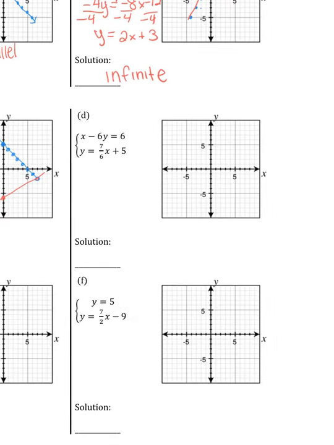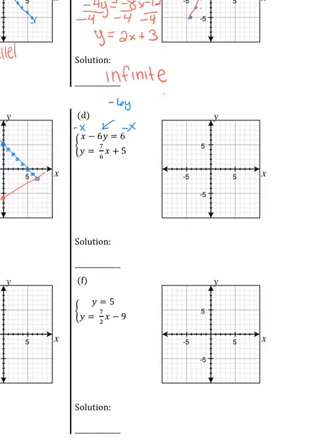All right, so let's look at D. So the first equation is not in slope-intercept form. So I'm going to go with subtracting x from both sides first. And that gives me -6y minus x plus 6. Whoa, hold on. I made a mistake here. Gotta remember how to erase.